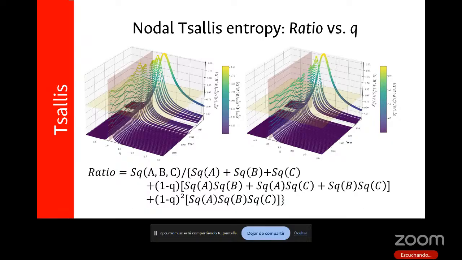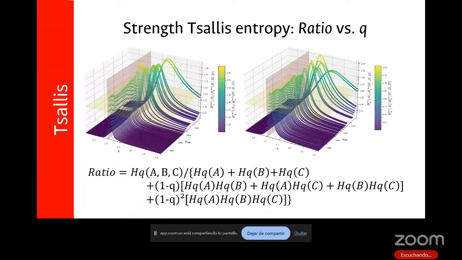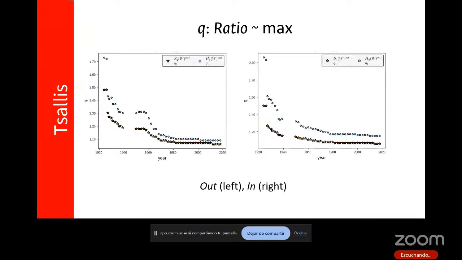There are two planes. The first plane, which is this one, tells you that Q is equal to 1, and the other plane tells you that the ratio is equal to 1. So we're going to explore what happens. This is for the other entropy, and then we are going to see which is the value of Q in each case.